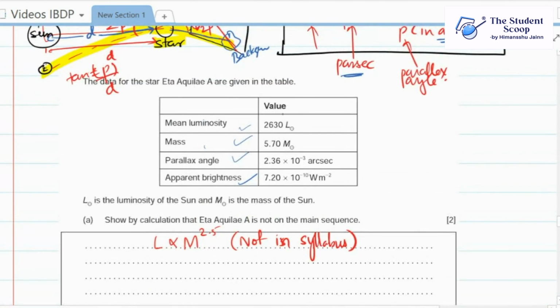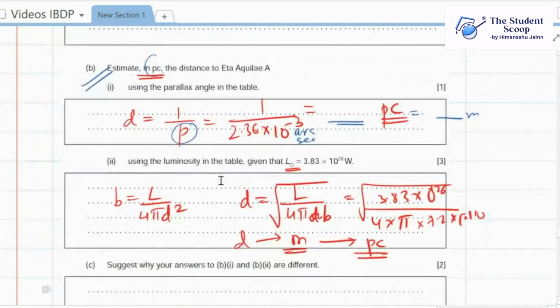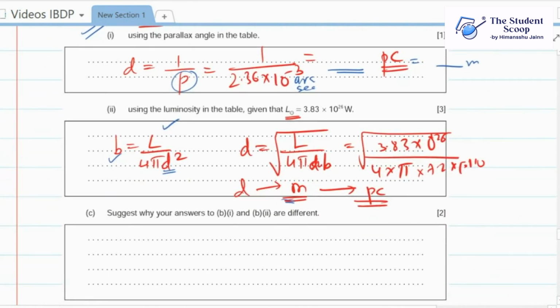The luminosity of that star is 2.20630 times L naught, which is the luminosity of our sun. So we can calculate the luminosity of the star, and they have given the apparent brightness as well. So we can use this and we will get the distance. When we use this formula, we will get the distance in meters, but if they are asking for parsec, we need to convert meters into parsec, and that's our final answer for this question.